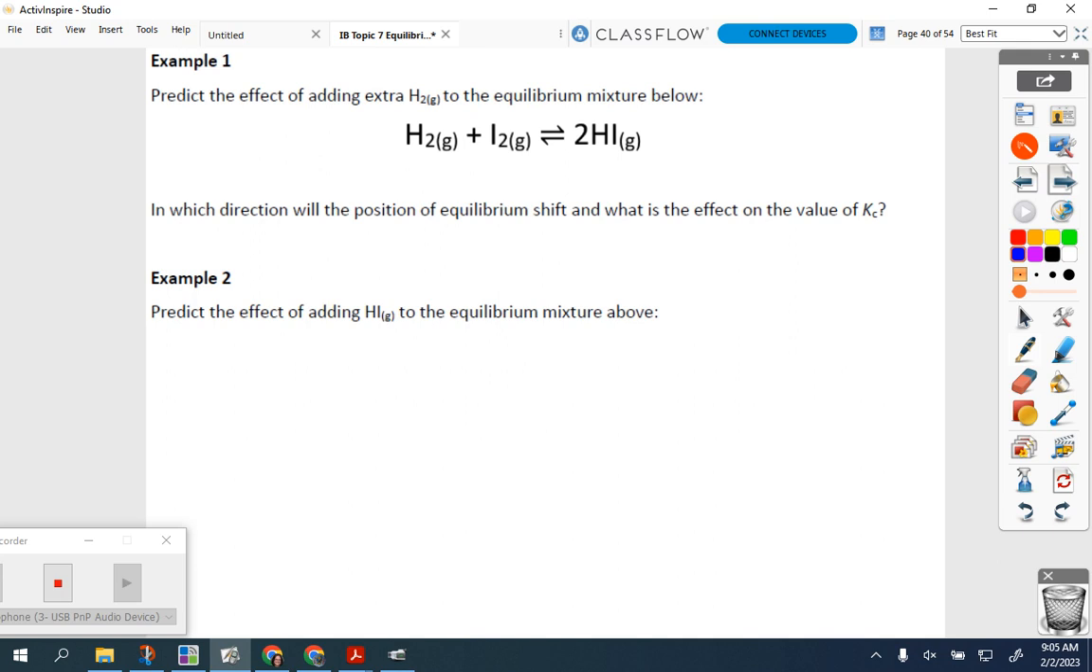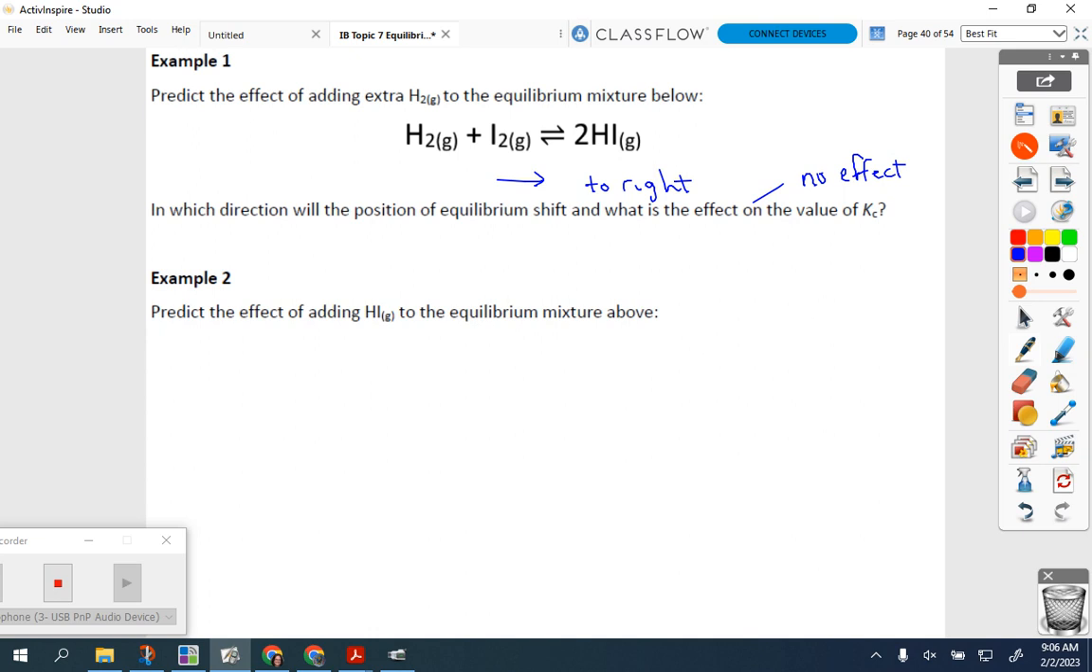All right, so that's basically what we just did. We added extra H2 to the equilibrium mixture, and the shift is going to be to the right, and there is no effect on Kc. So the position of equilibrium changes, but the equilibrium constant does not change. Okay.